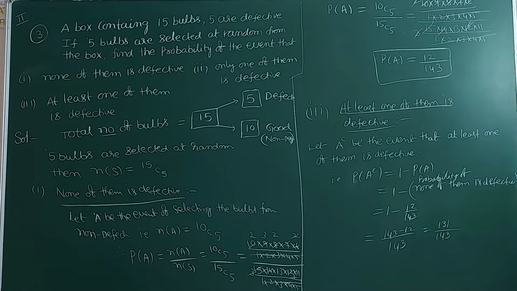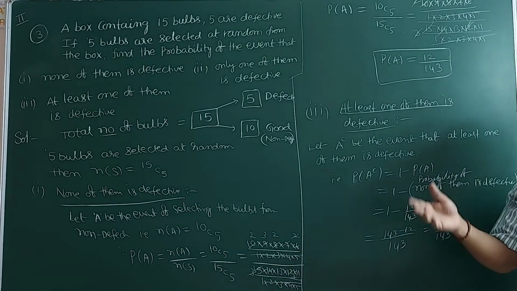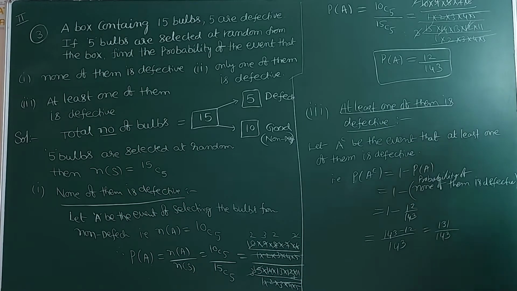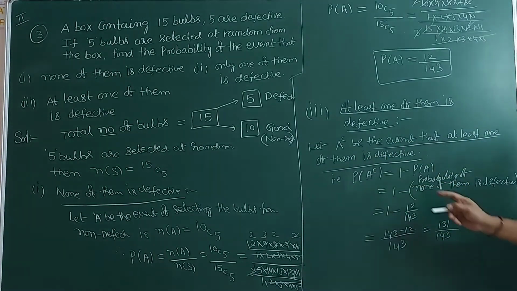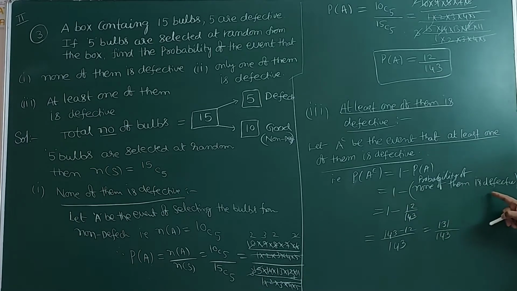So for question 3, at least one of them is defective means 1 minus none of them is defective. Dear students, wherever this situation is there, you need to calculate in that way. It's a very simple question. I hope you understand that. Whenever at least one of them is defective, it should be equal to 1 minus the probability of none of them is defective.